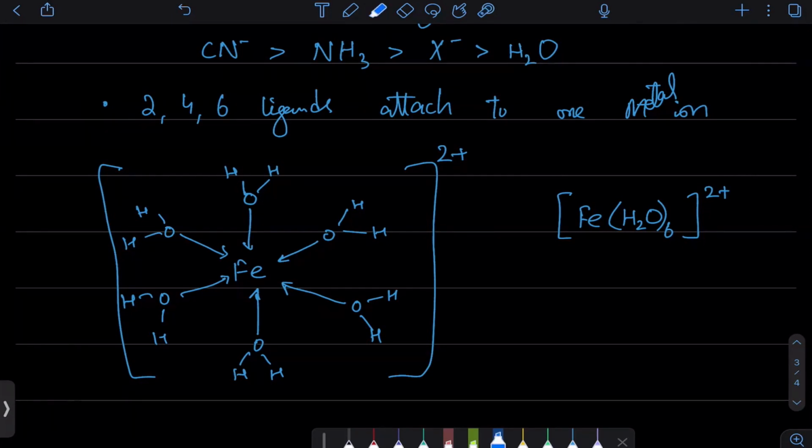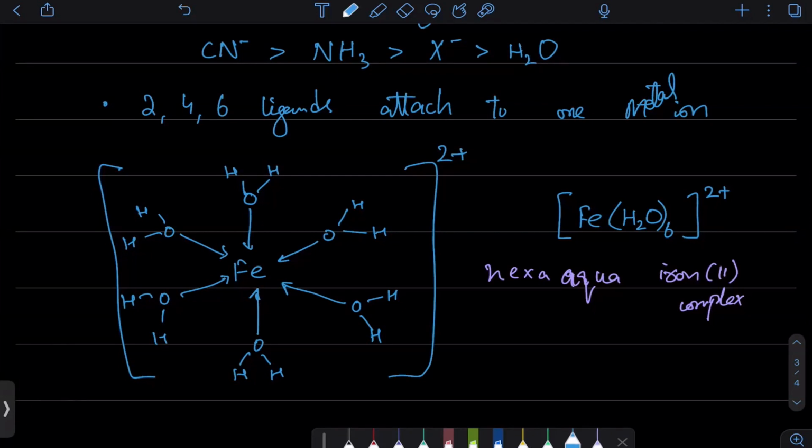How do we name it? We say this is hexaaqua iron 2 complex. That's what this is. So there are 6 water molecules bonded with this. Now, many times it's easy to identify what the ligand is.